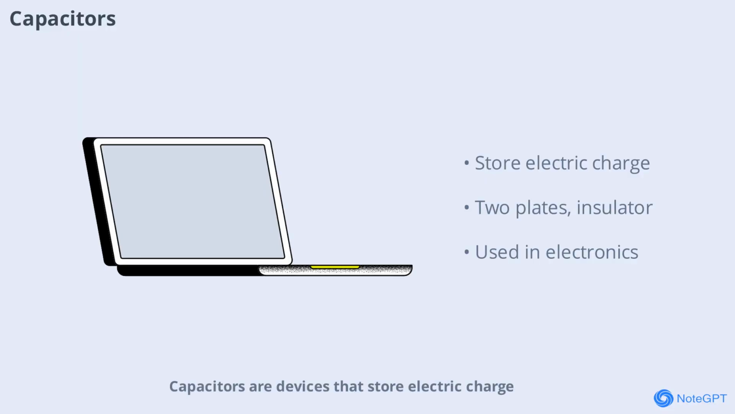Capacitors are devices that store electric charge. They consist of two metal plates separated by an insulator. When connected to a circuit, capacitors can store and release energy quickly. They are used in electronic devices to smooth out voltage fluctuations, in camera flashes, and in many other applications. Understanding capacitors is important for grasping how electronic circuits work.